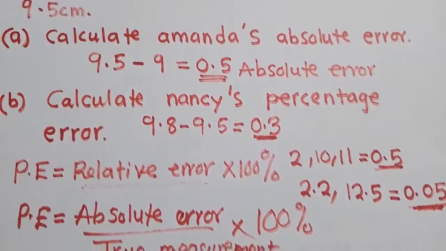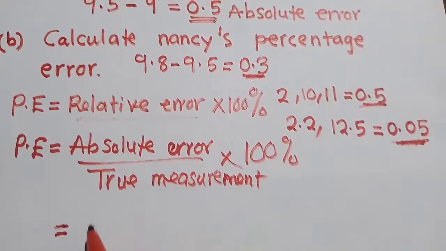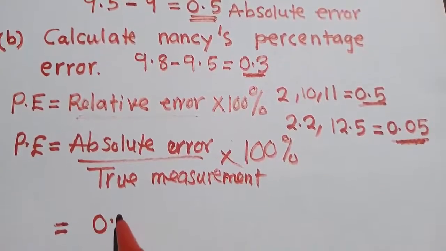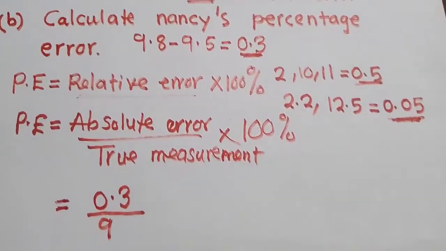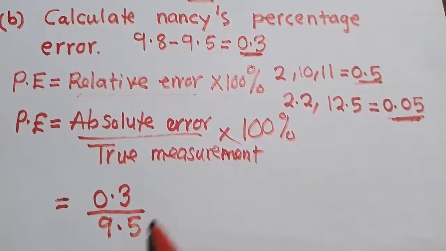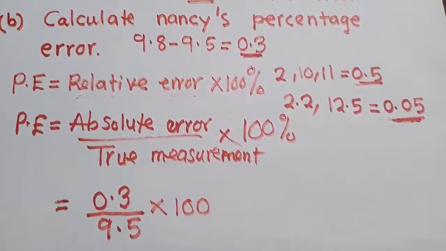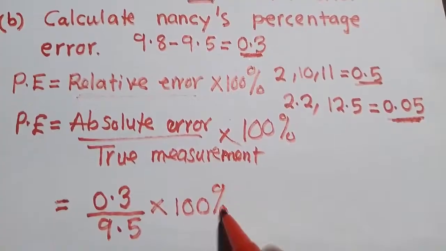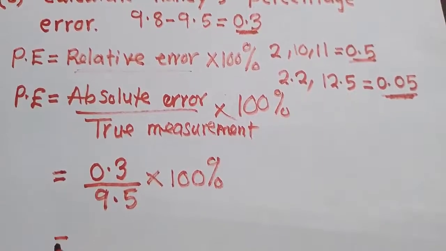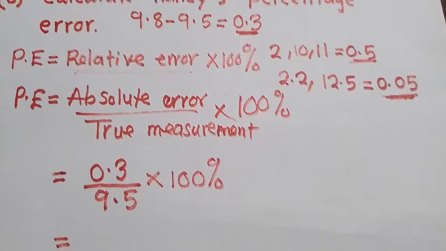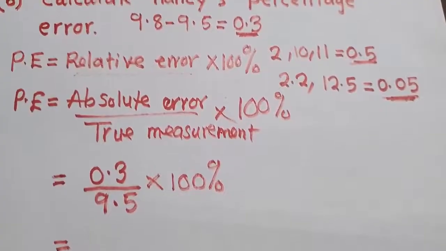So with this now, you continue where you are going to say that the absolute error of Nancy was 0.3 over the true measurement, 9.5. Then you say multiply by what? 100. You multiply by 100, say 100%. So once you calculate this one, then you are done. This is how you need to work out all these.